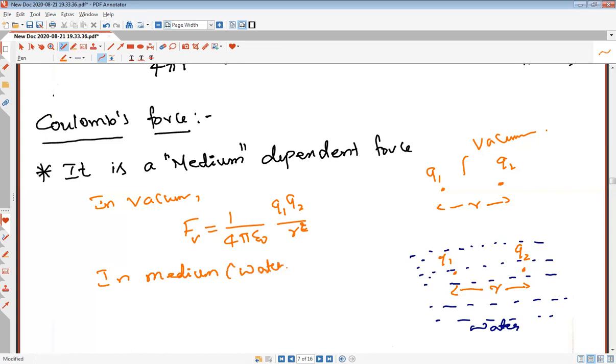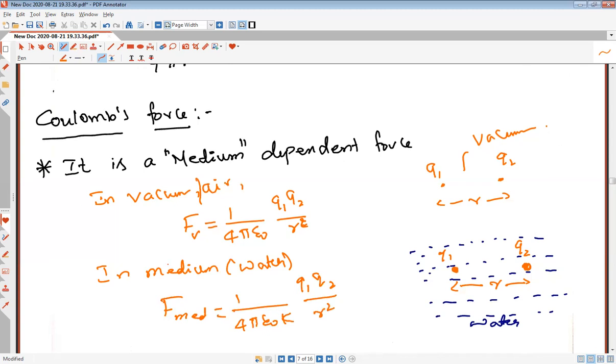Now the force between two charges in a medium, in this case water, will be given by F medium is equal to 1 by 4 pi epsilon naught K. Notice in air or vacuum, the force between two charges was 1 by 4 pi epsilon naught Q1 Q2 by R square. Whereas in a medium, if the same two charges Q1 and Q2 are placed, the force between them will now be given by 1 by 4 pi epsilon naught K Q1 into Q2 divided by R square.